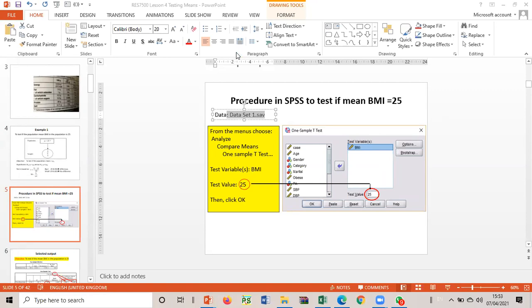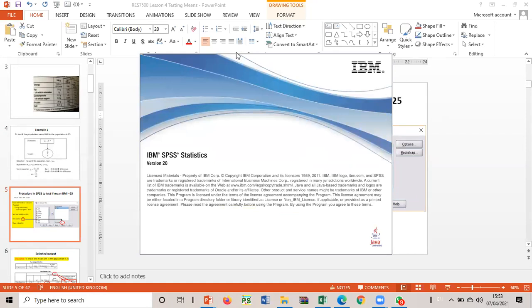So from here, we're going to go fast on this because the steps are: objective, what test, how do you do that, what's the p-value, and then what's the conclusion.